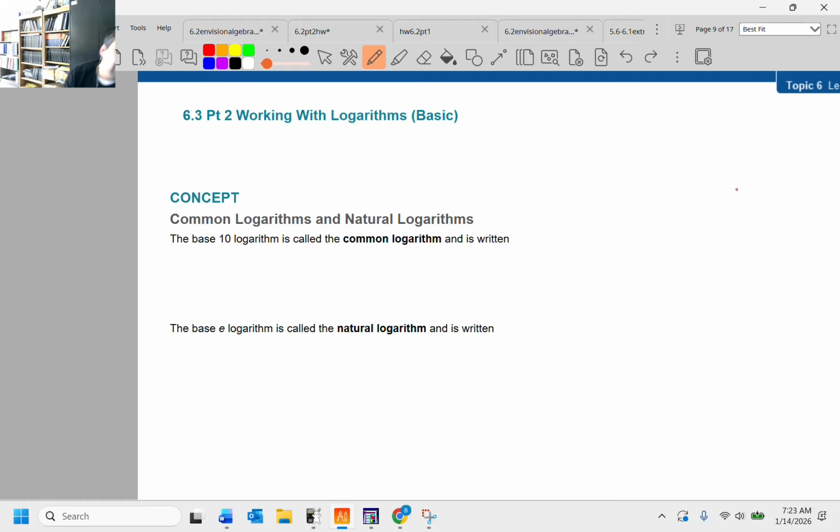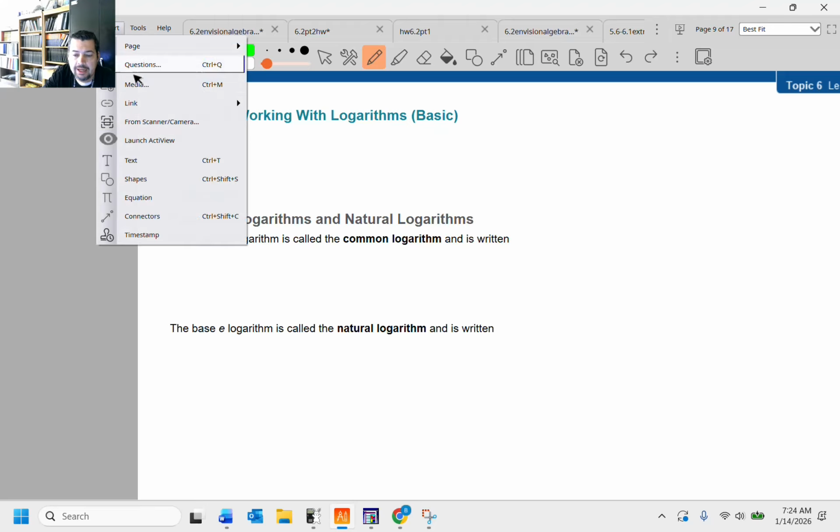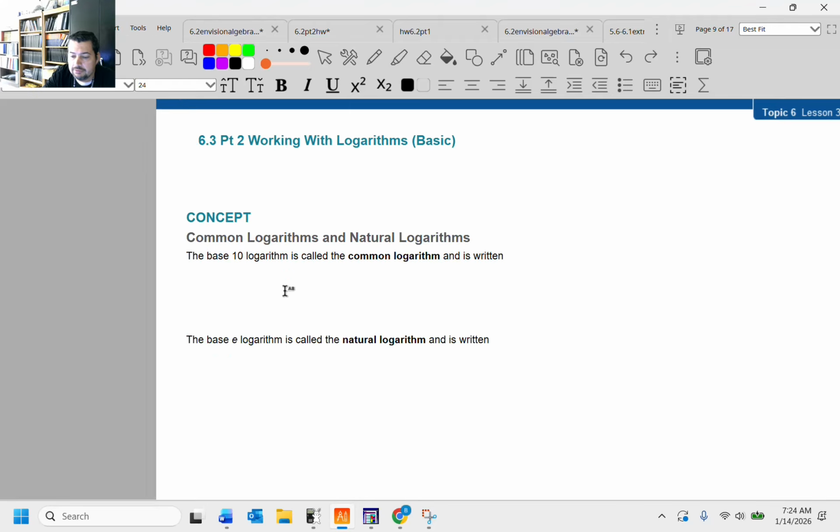All right, common logarithms and natural logarithms. The base 10 logarithm is called the common logarithm and is written as log of x, and it's understood to be log base 10. I say this often in math: in math, we have to understand the understood.